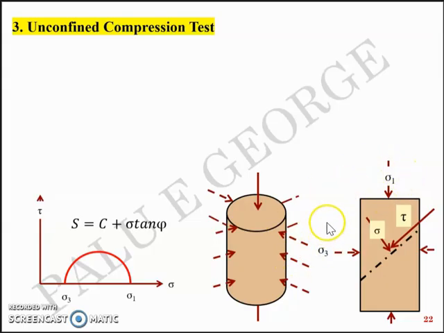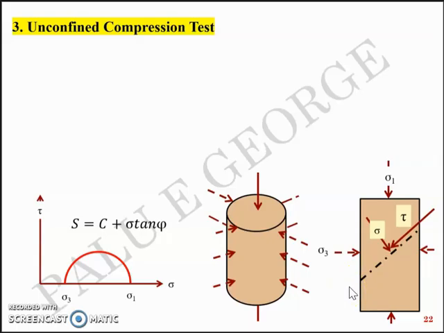A combination of these minor and major principal stresses will induce failure on an inclined plane theta with respect to horizontal, and tau will be the shear stress. So when you increase the critical combinations of sigma 3 and sigma 1, tau goes on increasing, and at some point the soil fails in shear. This was the story about the triaxial test.